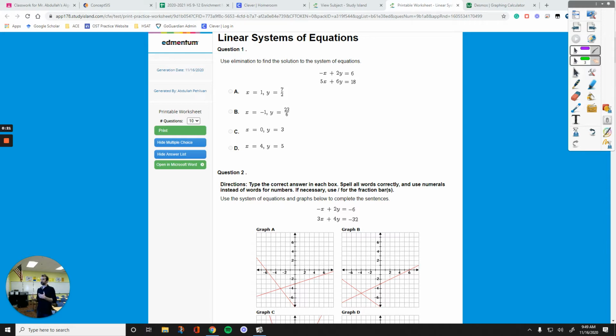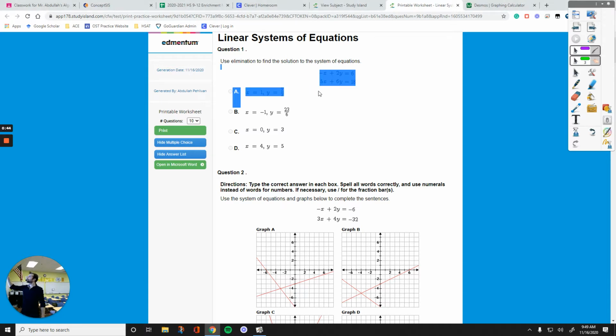Especially considering that we are doing remote learning, it's going to take a way longer time than the regular school setting to teach the exact material, but we have a shortcut, the Desmos graphing calculator. So in these questions, let's just read the first one. Use elimination to find a solution to the system of equations.